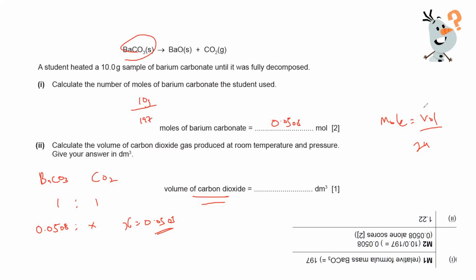And now you have the moles, the formula which relates the volume of a gas with moles: moles equal volume of a gas divided by 24. So moles are 0.0508, volume of the gas is unknown, and divide by 24. This 24 is divided, on the other side it multiplies. So 24 multiplied by 0.0508 will be 1.219, which is 1.22. So that is how we got the volume for this carbon dioxide.